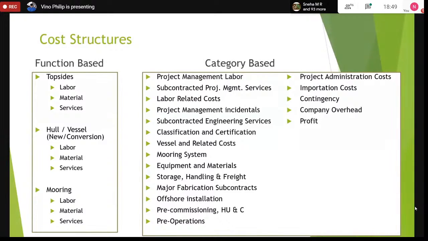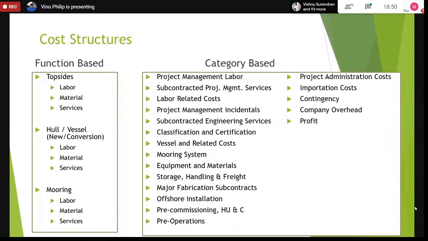Then we have other topside design engineering studies, which are done by the subcontracted engineers. That is captured over here. And then we have the classification and certification. Like I mentioned to you earlier, the hull and the vessel has to be classified by ABS or DNV. So we have to get their certification. We also have local compliance certification.